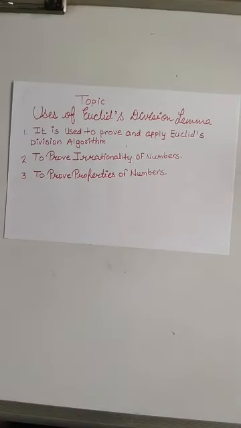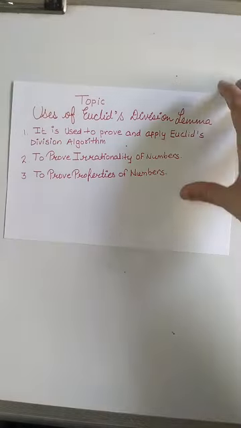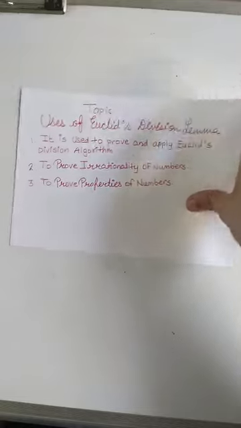lemma. In the previous video we have seen how we use Euclid's division lemma to prove and apply Euclid's division algorithm. Today we'll see how to use Euclid's division lemma to prove the properties of the numbers. And for that we will look at the properties of the numbers one by one. So let us start with the use of Euclid's division lemma to prove the properties of the numbers.